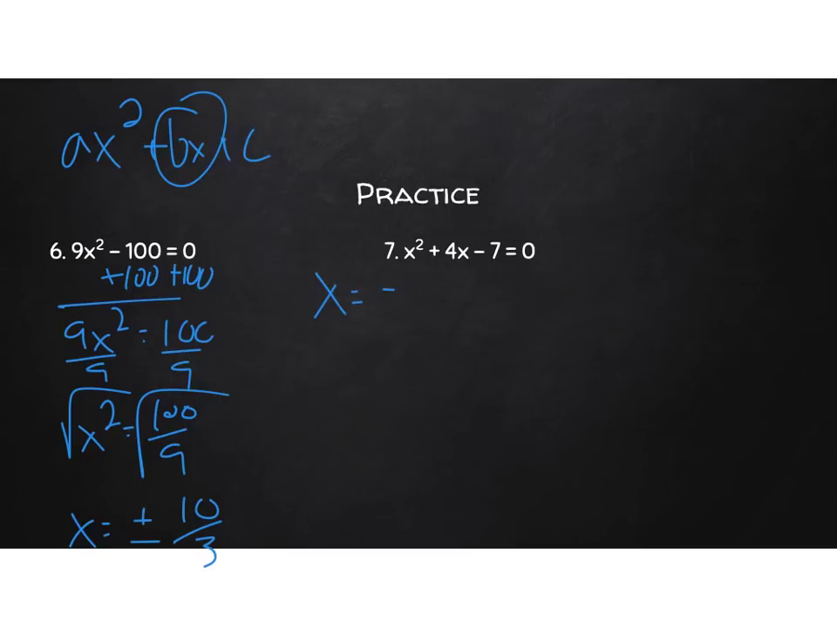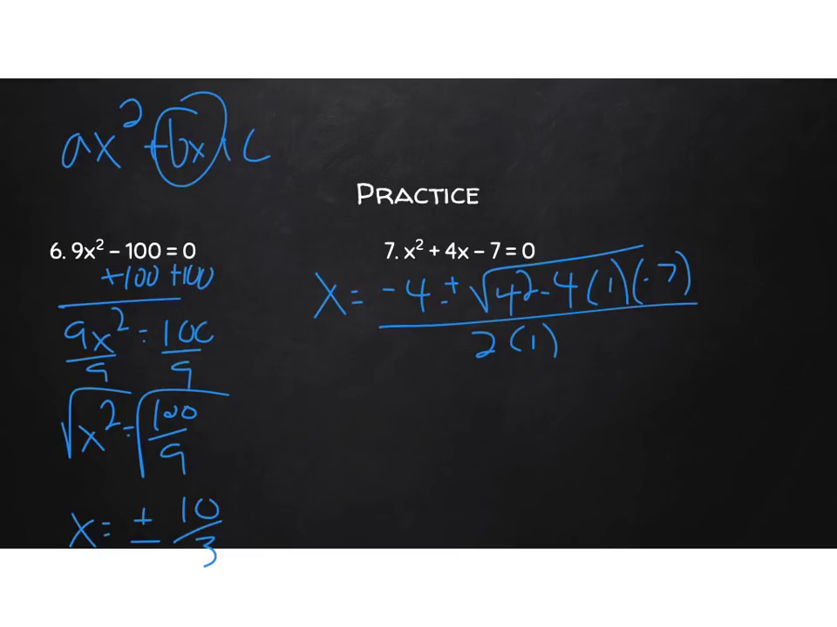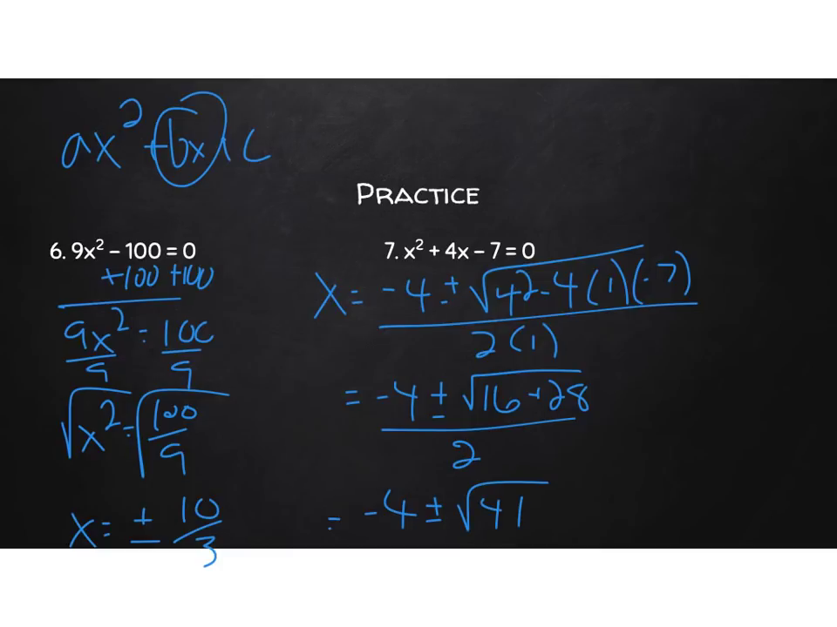So x equals negative b plus or minus radical b squared minus 4ac all over 2a, and then simplifying we get negative 4 plus or minus the square root of 16. 4 times 1 is 4 times 7 is 28. 2 negatives make a positive, and that is all over 2. And then we get negative 4 plus or minus the square root of 44 all over 2.